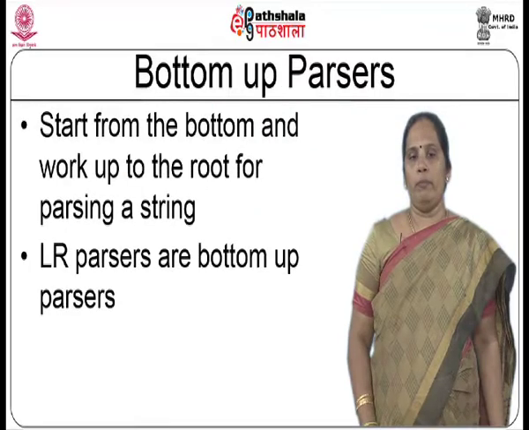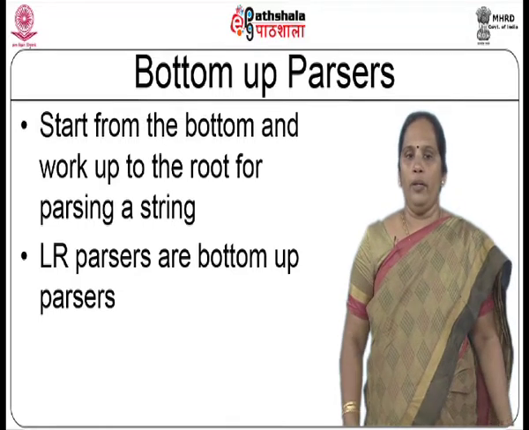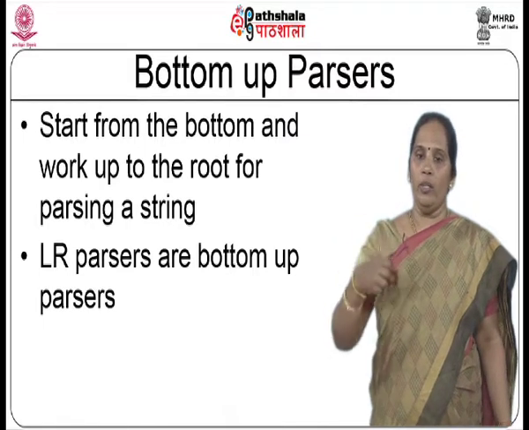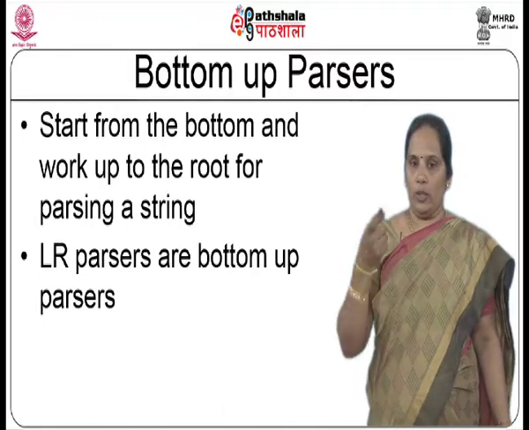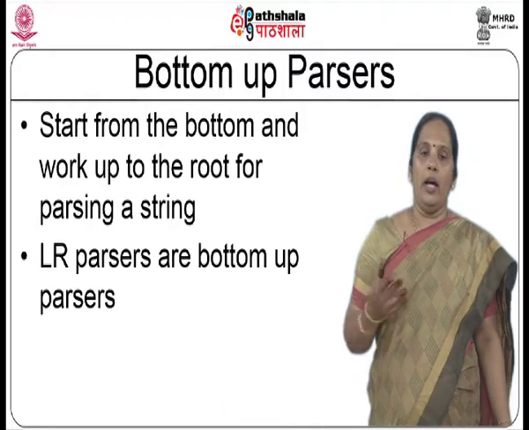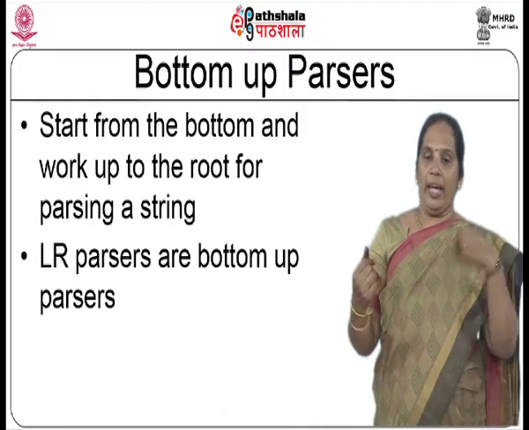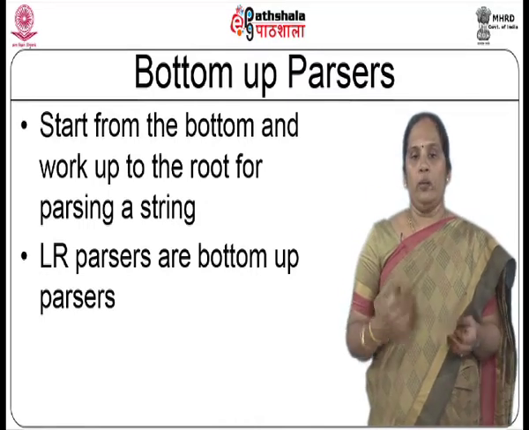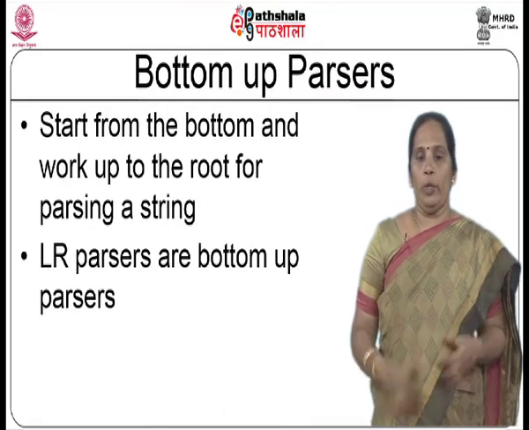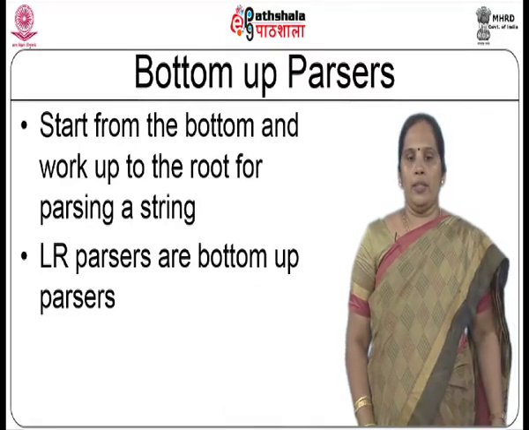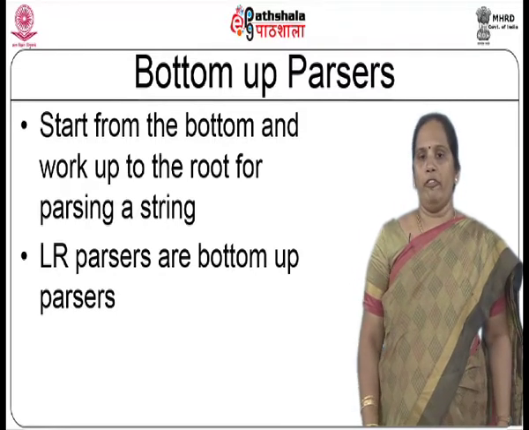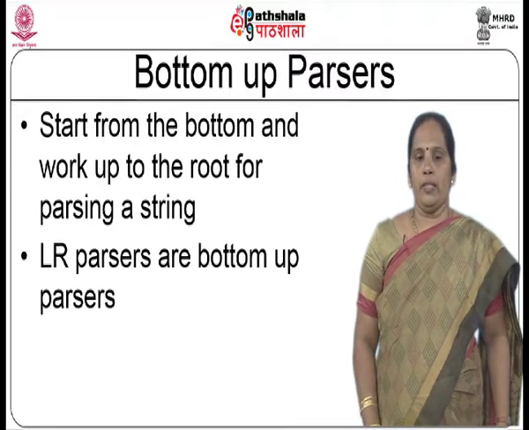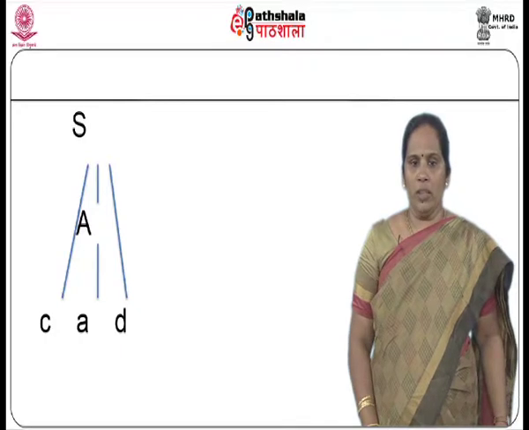Now, the next is the bottom up parser, where you start from the bottom and work up to the root for parsing a string. Rather than trying to get a string derived, we will look at the string and then try to replace the string with the LHS of the production and then try to derive to the root. If I could get the start symbol, then I know that my parsing is correct, else I say that my parsing is going to be incorrect. LR parsers are typically bottom up parsers. There are other variations of bottom up parsers also, called shift reduce parser, operator precedence parser, etc.